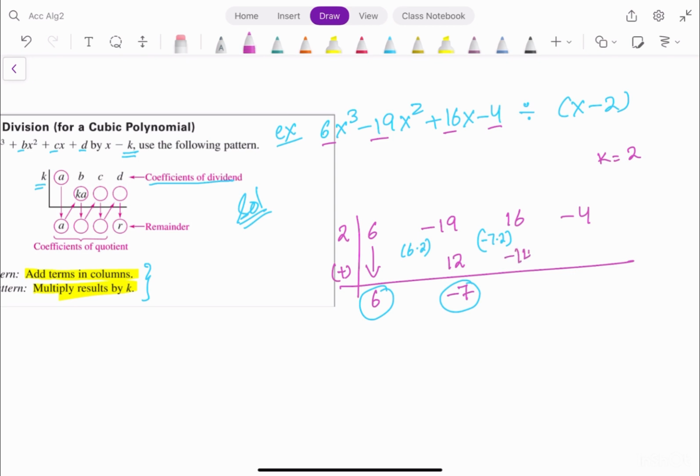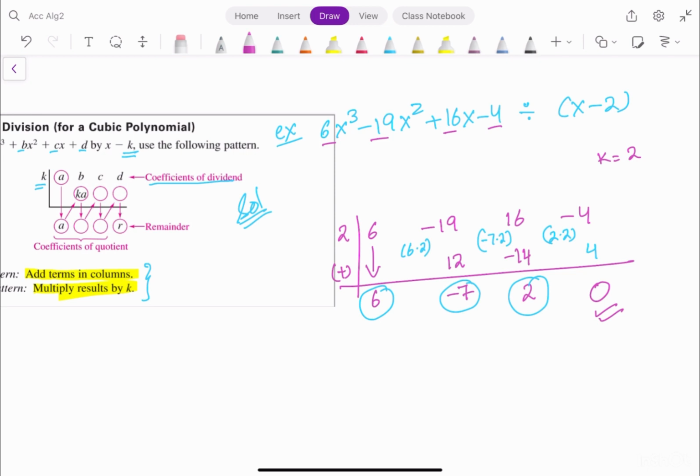And then we will do vertical addition again. So 16 minus negative 14 is 2. Now we have new number times k. So 2 times 2, which is 4, and that will give you a 0. So once you get the remainder as 0, that's what we are looking for, right?